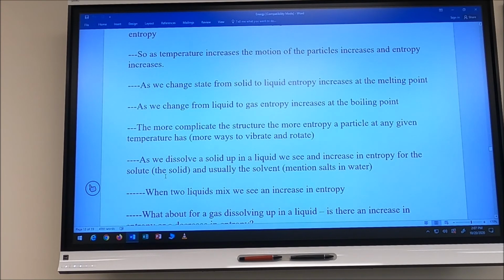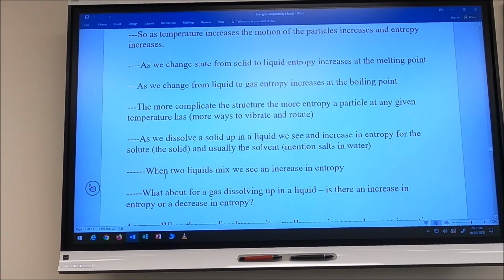Notable exception is when we dissolve a salt up in water. Water actually becomes more ordered around the ions. It forms coordinate covalent bonds, so the water actually becomes a little bit more ordered when a salt dissolves up in it. When we mix two liquids together, we always see an increase in entropy. And when a gas dissolves up in the liquid, there is a decrease in entropy. Okay?